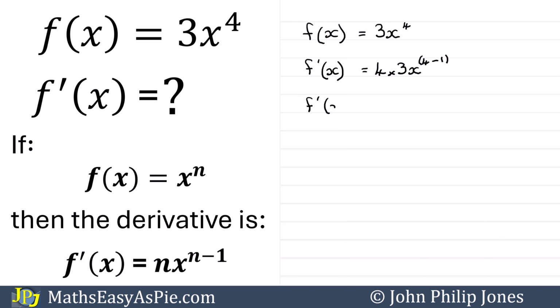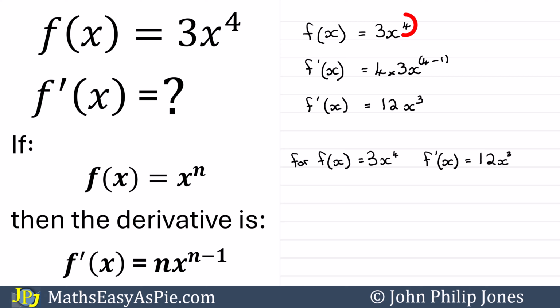Moving on, we can write f prime x equals, and 4 times 3 is 12, and then this becomes x to the 3 because of the 4 minus the 1. So we can say for f of x equals 3x to the power 4, f prime of x equals 12x to the power 3. To recap, this power of 4 is brought to this position to multiply the 3, and we can look here and see that the power that was shown here in this position has been reduced by 1 to give us 3 here.